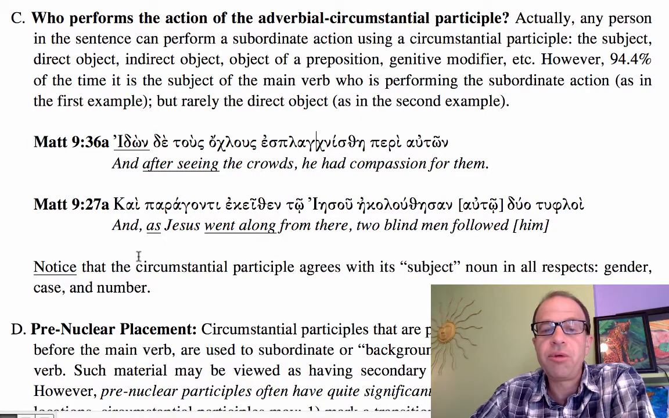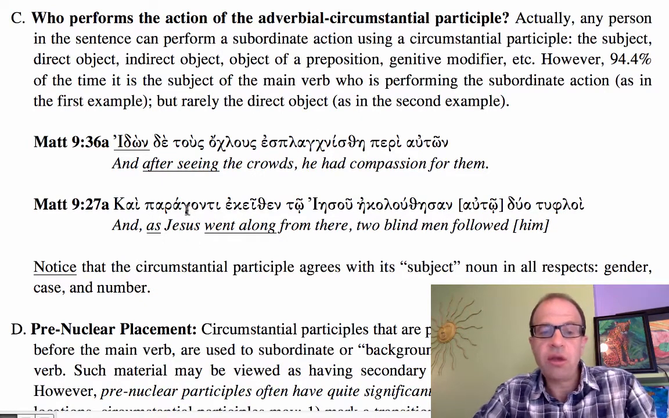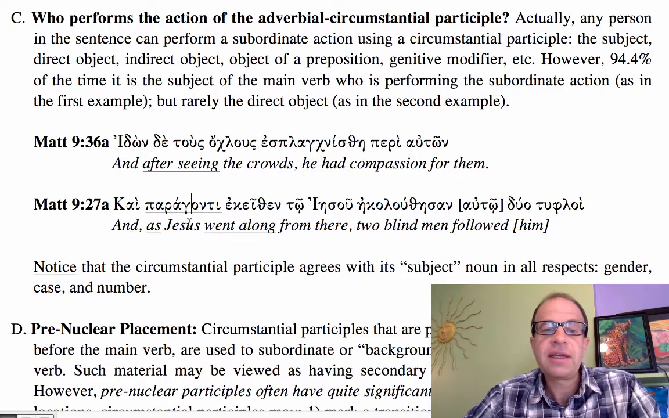In this next example, Jesus is going along, and he is not the subject. So two blind men come and were following him, that's the subject. And this happens while Jesus is on the move. So in this case, the circumstantial participle is referring to the direct object. They followed him. That's in the dative case because this verb takes the dative case.